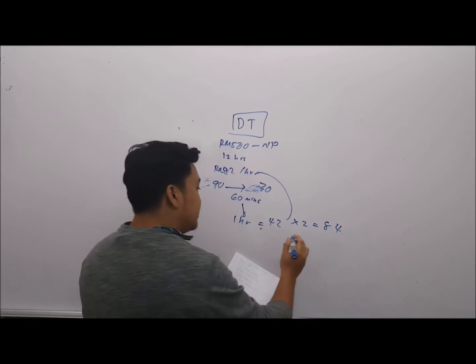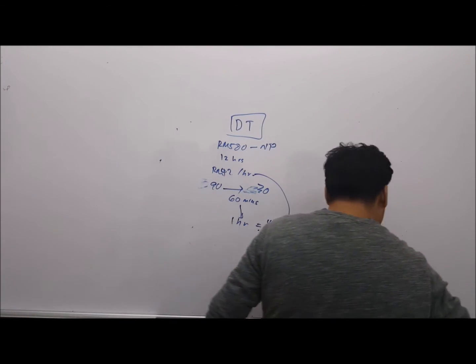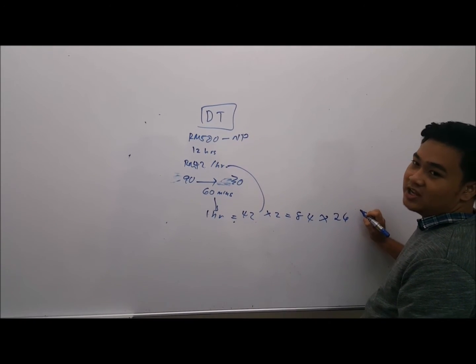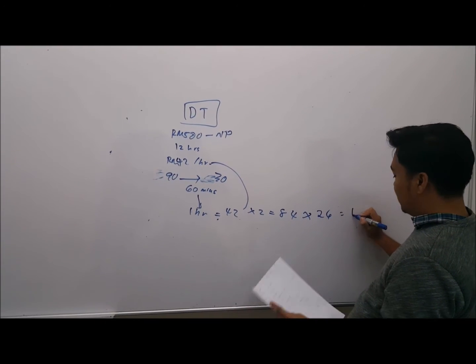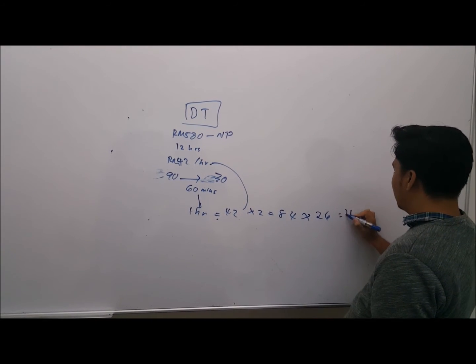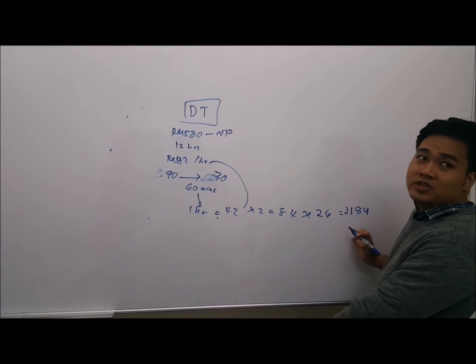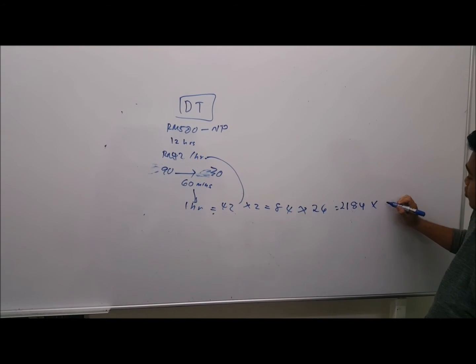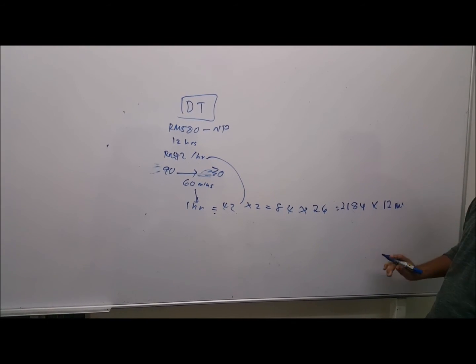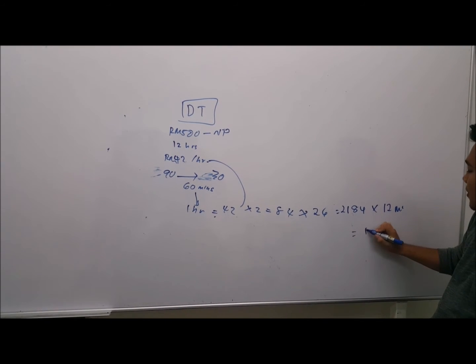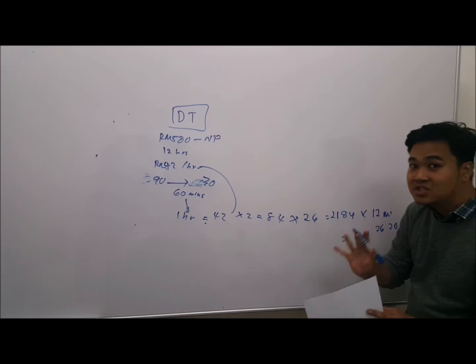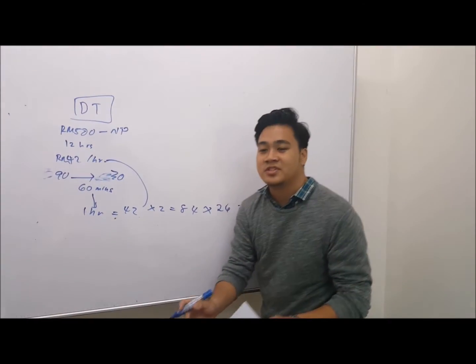84 ringgit times 36 operating days, which is 2,184 ringgit. 2,184 ringgit times 12 months annually, we could save about RM 26,200 annually just by implementing this process. Thank you very much.